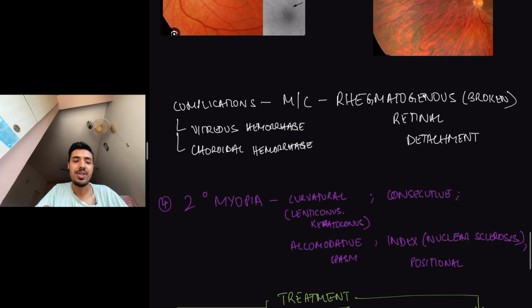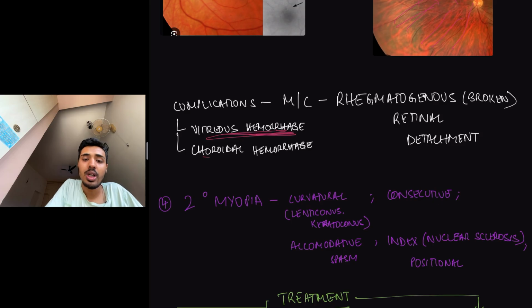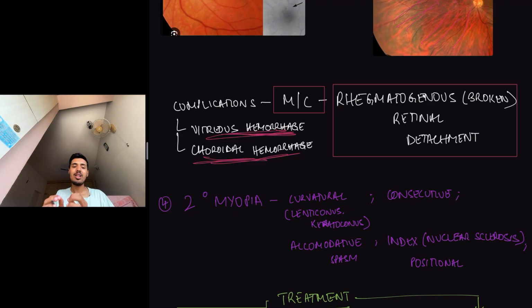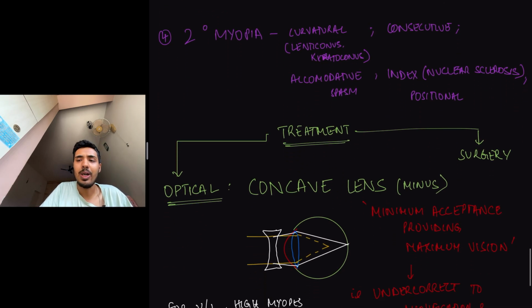Then the complications. Once again, because of the stretching of the choroid, the retina, and the sclera, there can be certain hemorrhages. There can be a vitreous hemorrhage, hemorrhage into the vitreous humor, choroidal hemorrhage, etc. But the most common complication of pathological myopia is rhegmatogenous retinal detachment. That is basically because the stretched retina starts to break apart and get detached. This is known as rhegmatogenous retinal detachment. Understood.